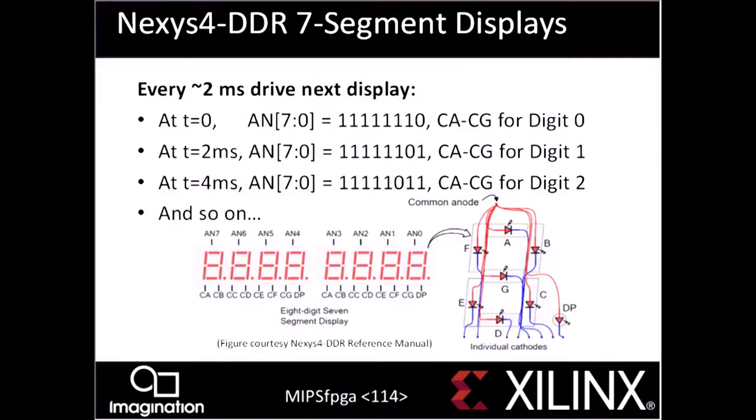But AN7:0 only enables digit 0. So everything else is high except for digit 0. At time equals 2 milliseconds, now we enable that first digit, the one to the left of digit 0. Time equals 4 milliseconds, the third, and so on.